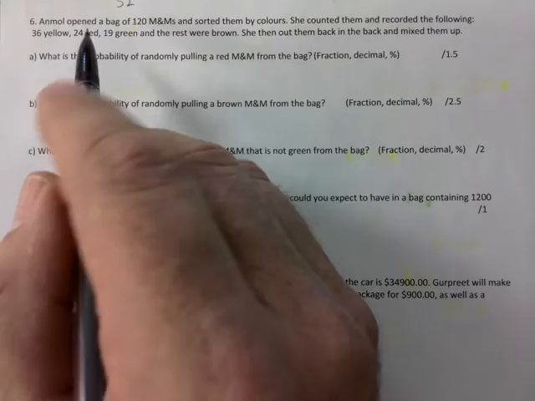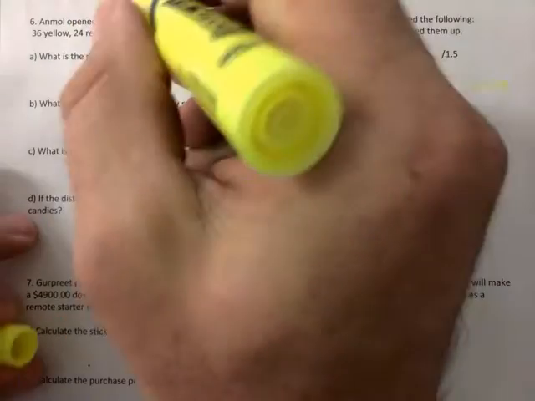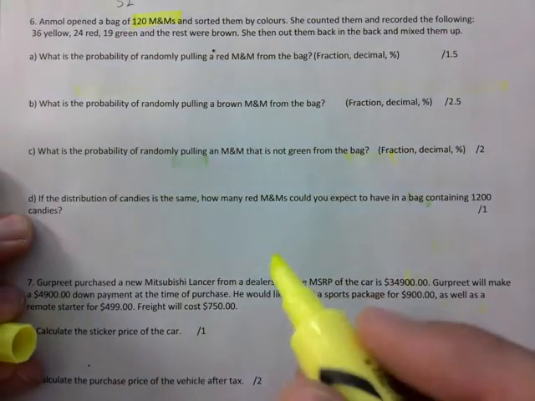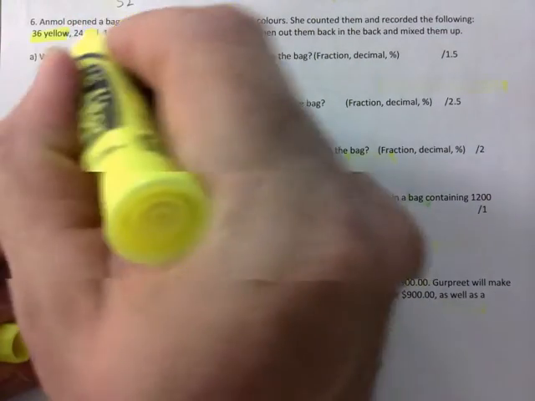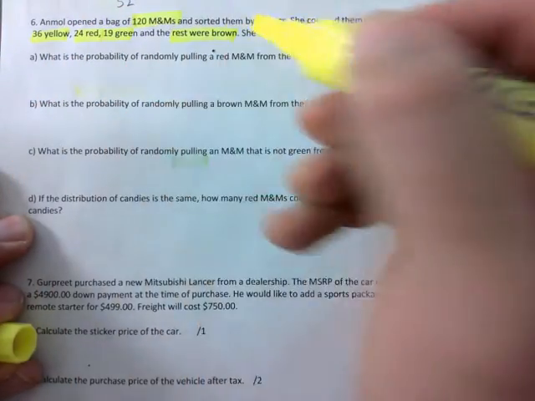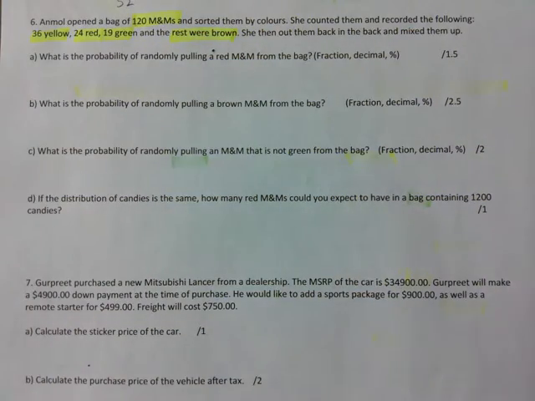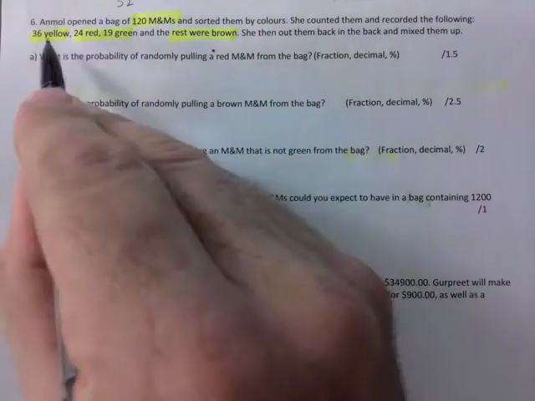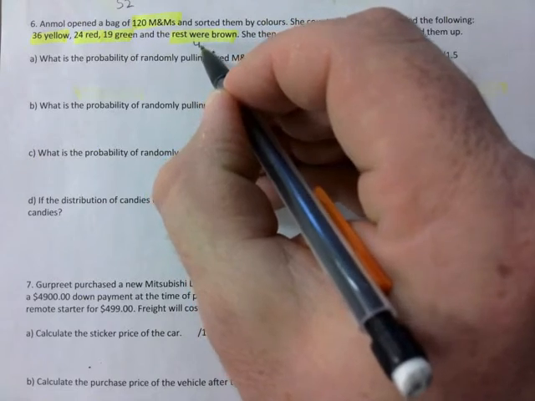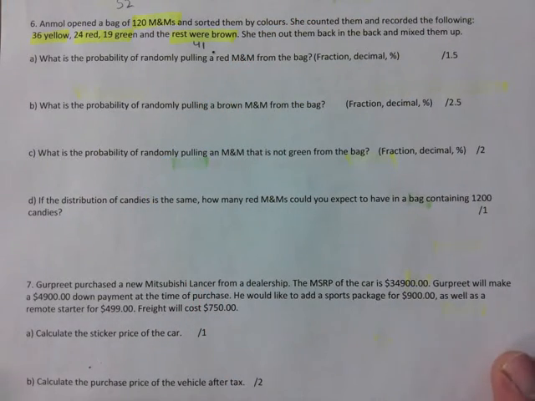Okay, and Mo opened a bag of 120 M&Ms. So I'm going to highlight that. That's my total, right? And you've got some yellows, reds, greens, and then the rest are brown. I already did the math, right? 120, subtract those, you end up with 41. So I'll just put that down already. I have a feeling it's going to be handy, right?